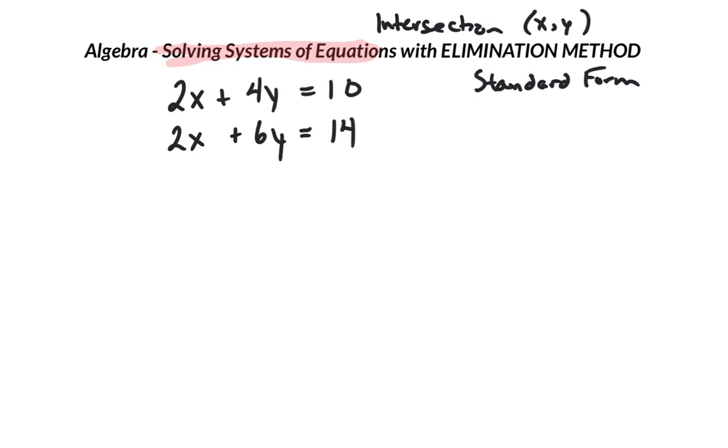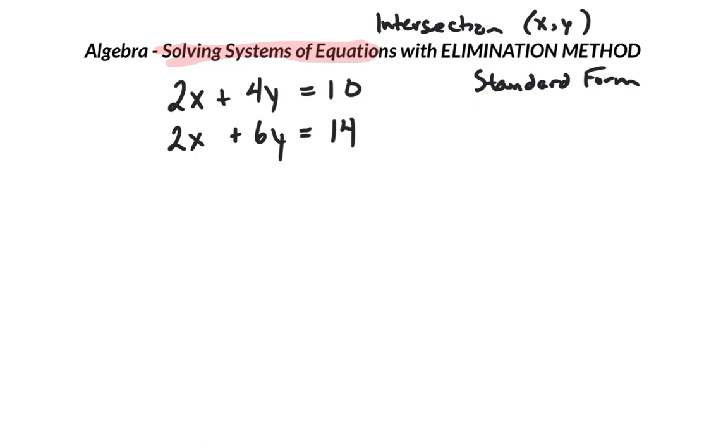10 minus 14 is negative 4. You notice 2x minus 2x is 0. 4y minus 6y is negative 2y. Divide both sides by negative 2, and I have solved. y is 2. Then I go up to the other equation and I say, well, if I know that y is 2, I could say 2x plus 4 times 2 equals 10. So 2x plus 8 equals 10. Subtract 8. Divide by 2. x is 1. So my coordinate is 1, 2.